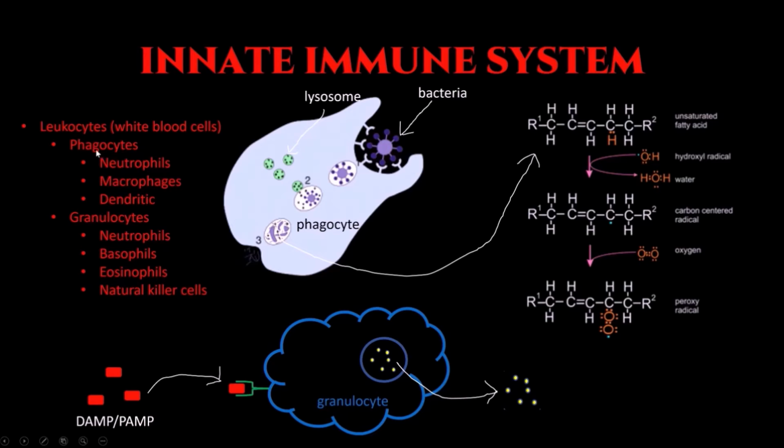Moving on, the other type of leukocytes present in the innate immune system are called granulocytes. Granulocytes are simply white blood cells that have vesicles or organelles inside their cell that release different molecules out of the cell to help combat pathogens. So once again, we have the DAMP or the PAMP, which is recognized by the toll-like receptor, and instead of ingesting that pathogen or bacteria or whatever, it will release molecules out of that granule.